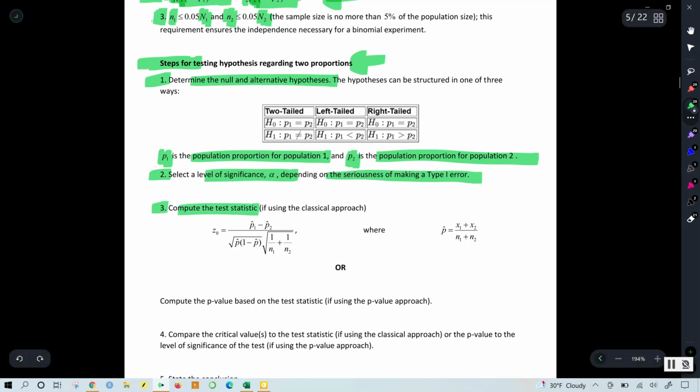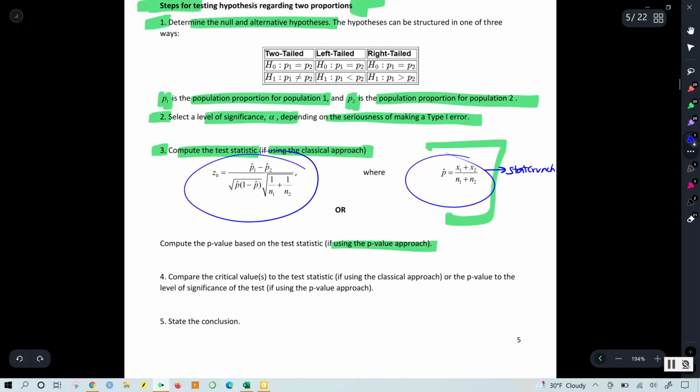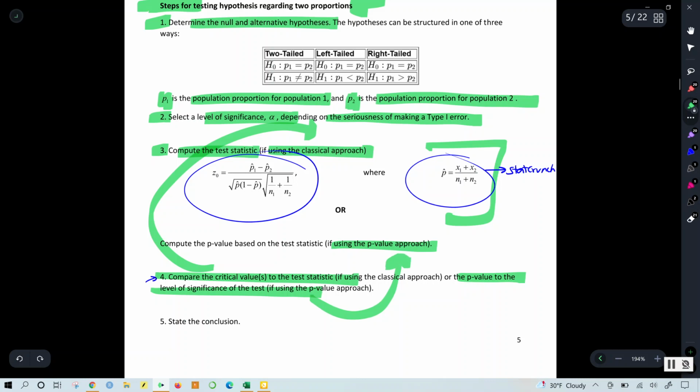Then 3, compute the test statistic. In this case, you can use the classical approach or you can use the p-value approach. In both instances, we are going to be able to use StatCrunch technology in order to help us do this computation. Then, step 4, we will compare the critical values to the test statistic if we are using the classical approach, or we will compare the p-value to alpha, the level of significance of the test, if we're using the p-value approach. And then finally, we will be able to state our conclusion based on the results of steps 3 and 4.